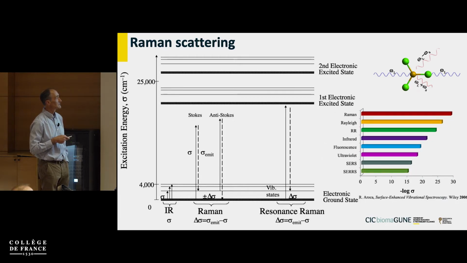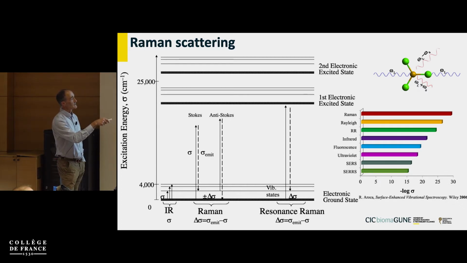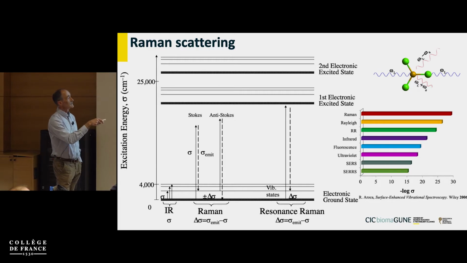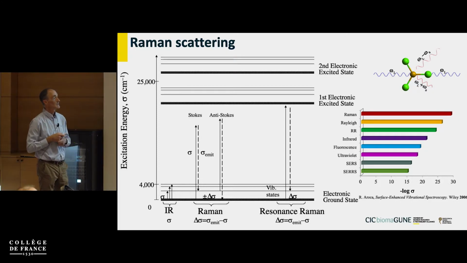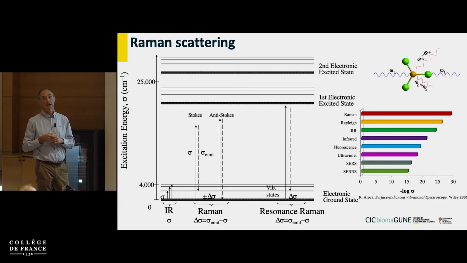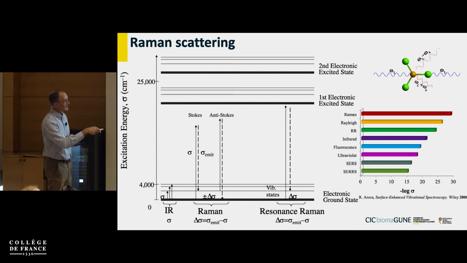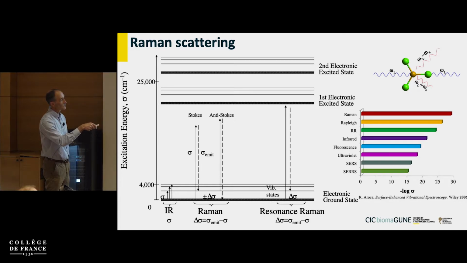So this is a comparison of the, say, cross-section of different spectroscopy techniques. So you see Raman is the least efficient one, and then you have Rayleigh scattering, resonant Raman, infrared, fluorescence, UV, and here come other techniques that we didn't know yet, which are surface-enhanced Raman scattering or surface-enhanced resonant Raman scattering. And in the ideal case, you can have a cross-section which is even higher than that for UV spectroscopy.